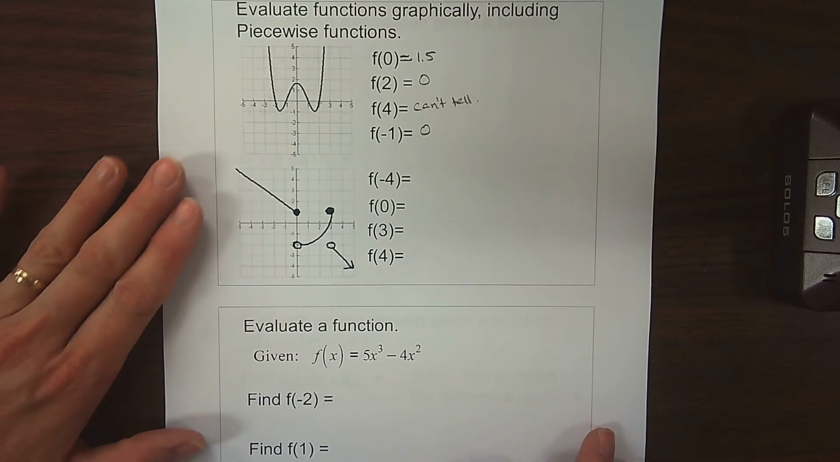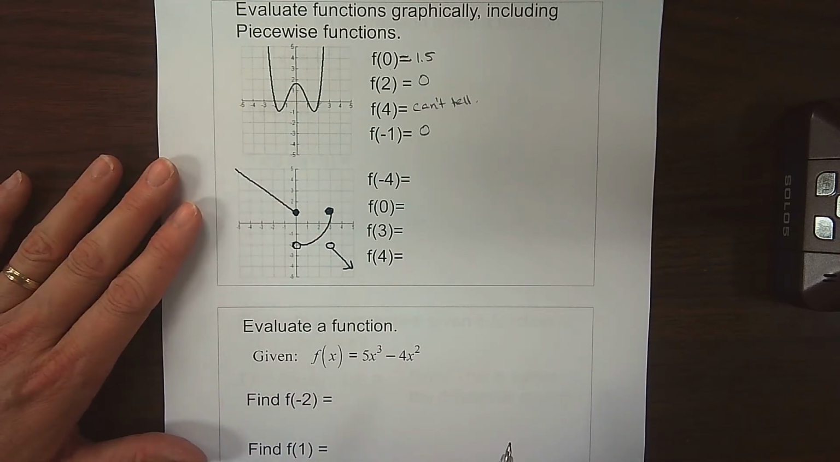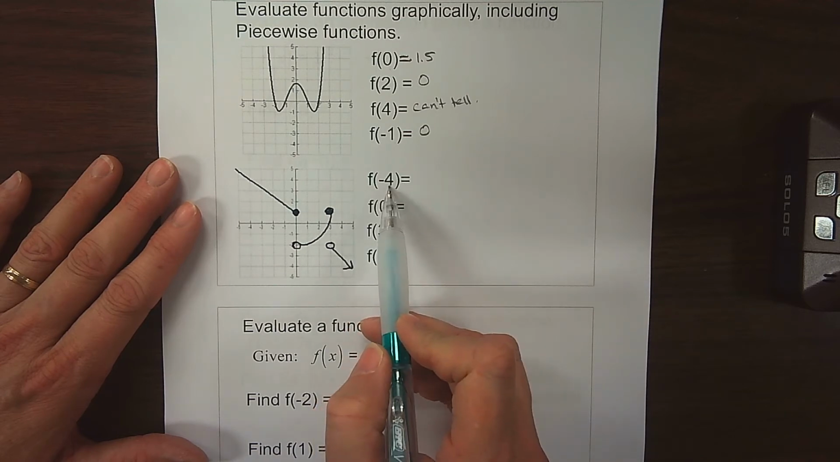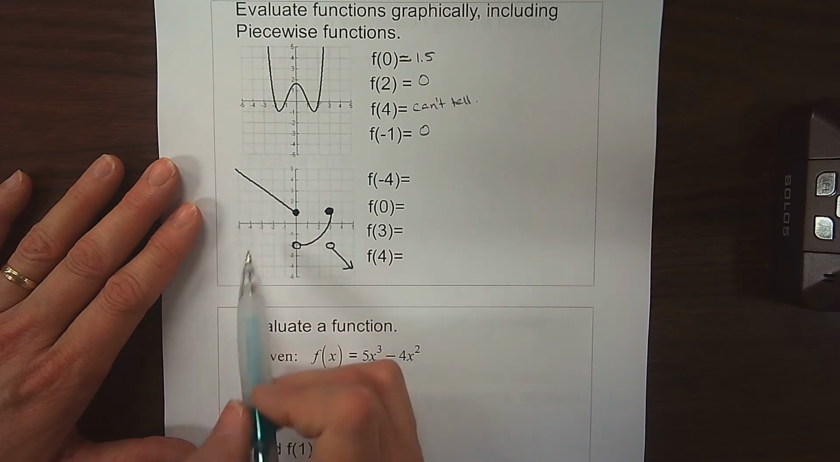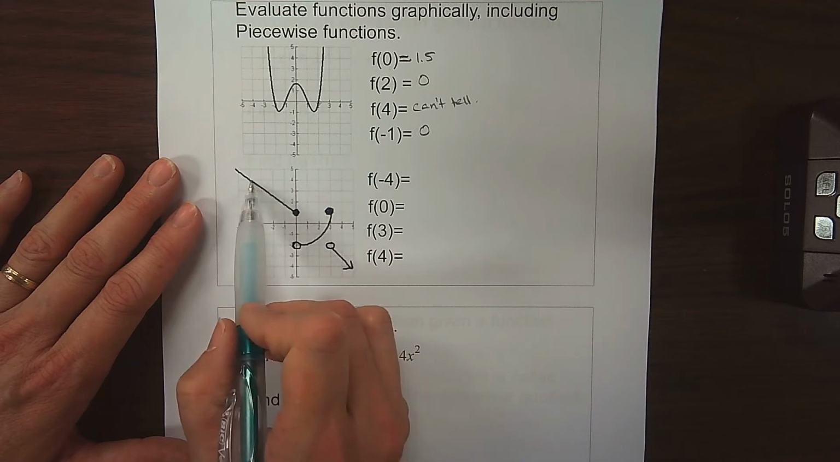Here's another one that, once again, is a piecewise function. It's the same piecewise function that we looked at a moment ago, but now, rather than talking about domain and range, we're evaluating it. For f of -4, that means when the input is -4, we would like to see what the output is, or the y value. At -4, this function has a y value of +4.